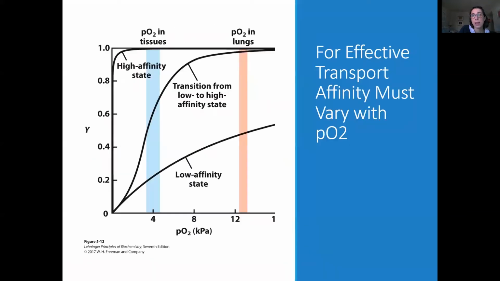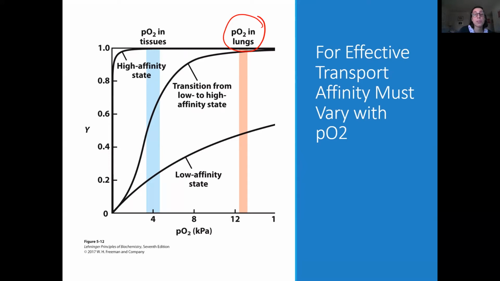So, one of the ways to effectively transport oxygen means that we need to vary our affinity. That means a protein has to have essentially different states, different curves. It has to have a state where it's very high affinity at certain times so that it can bind oxygen even when there's very little pressure. So very rapid binding of oxygen, for example, when it's in the lungs.